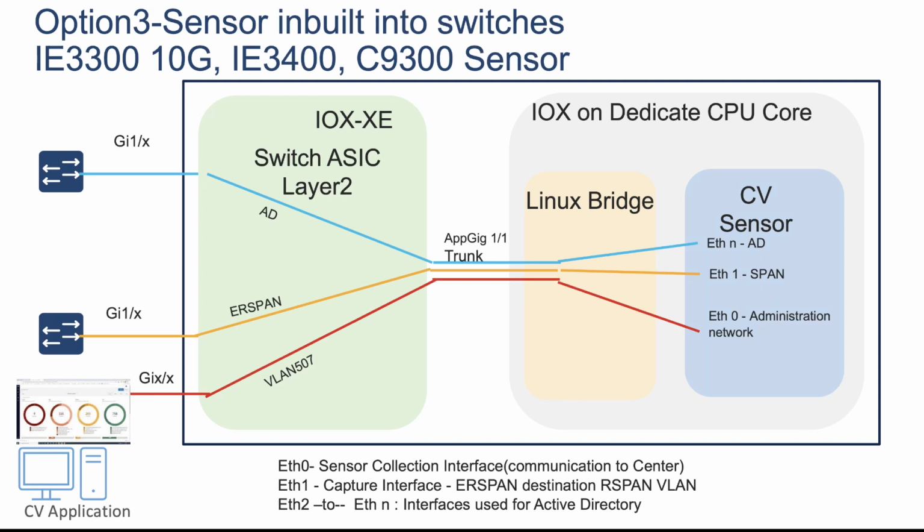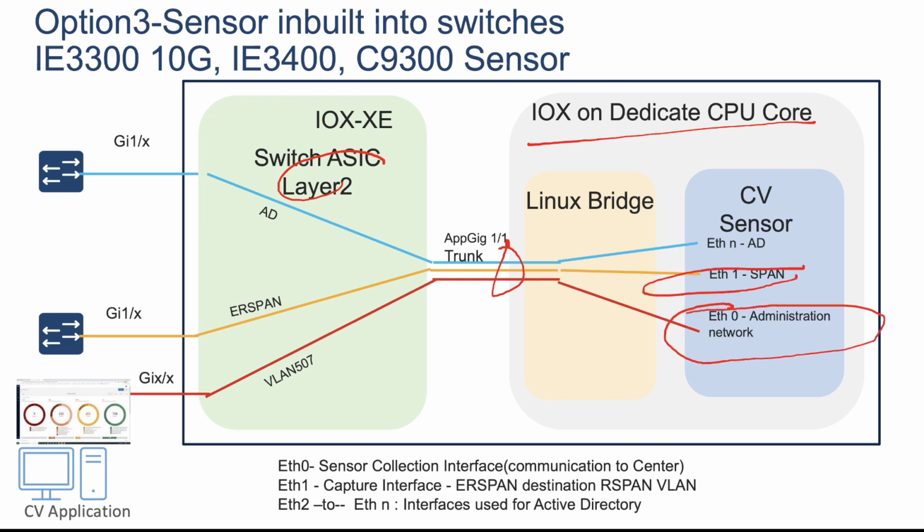So this is the internal architectural layout showing how the exact traffic flow happens inside the switch. This is the switch ASIC or layer 2 architecture. It trunks to IOS XE, which has a dedicated CPU. Interface Ethernet 0 is basically used for administration. Ethernet 1 is typically used for receiving the SPAN traffic.